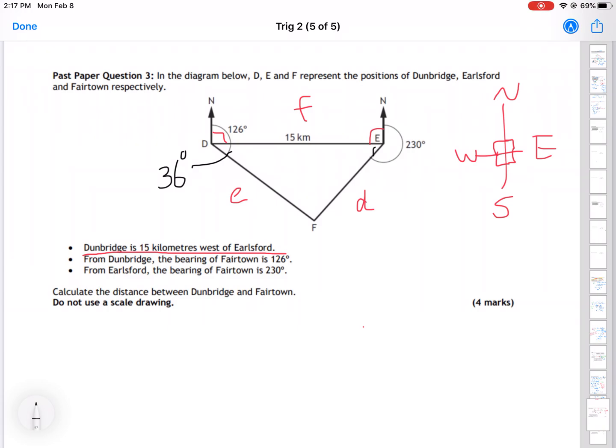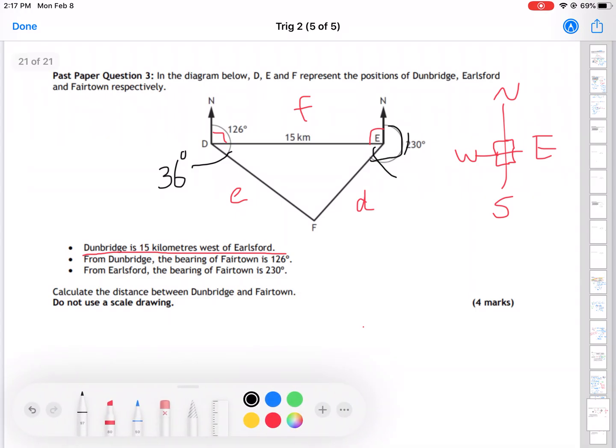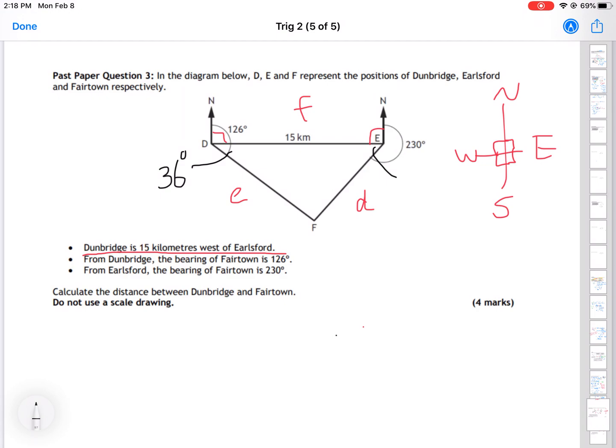The angle at E has to be 360, take away 230, take away 90. The whole section around here is 230 around the curved line. Right the way around in a circle is 360, and we've also got an extra 90 there where the E is actually sitting. So if we take those away from 360, up here is 40.